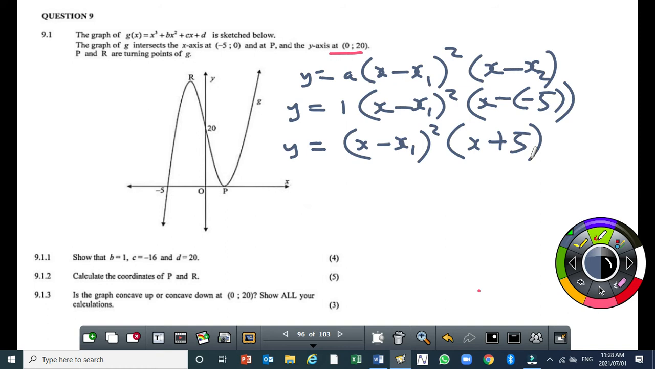I'm going to repeat this again. I've said it many times. For this question here, we don't know the value of x at the turning point. Why is a 1? If you look at the equation for g of x, what's the coefficient of x cubed? It's 1. Right? So let's calculate x1.